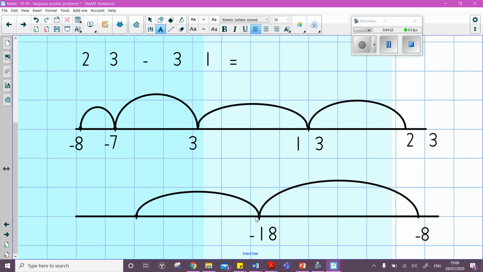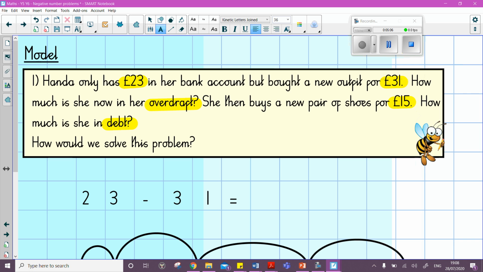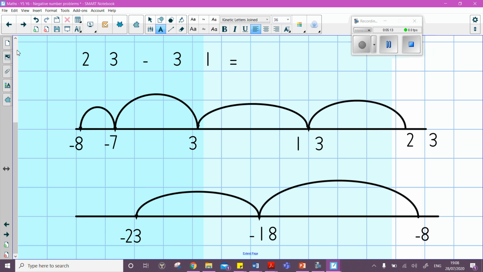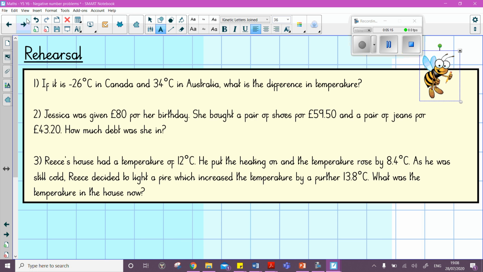So minus 18, minus 19, minus 20, minus 21, minus 22, minus 23. So she here is minus 23 in her bank account, which means she's in her overdraft. So how much she's in debt, minus, as we can see here, minus £23. What I want you to do now is to have a go at solving these three problems. You can draw a number line like I've done if you wanted to really prove and justify your answer, or you can just do some jottings, however you want to.